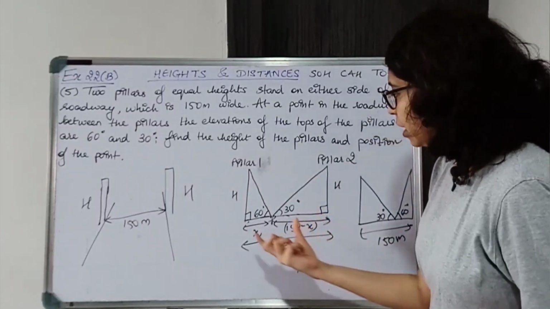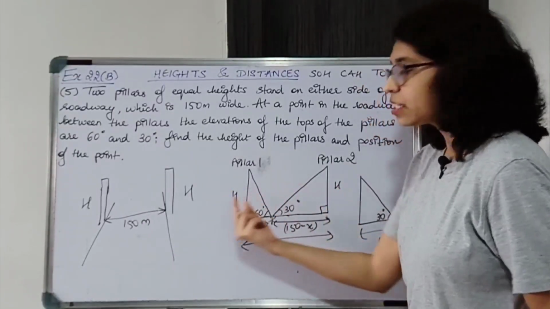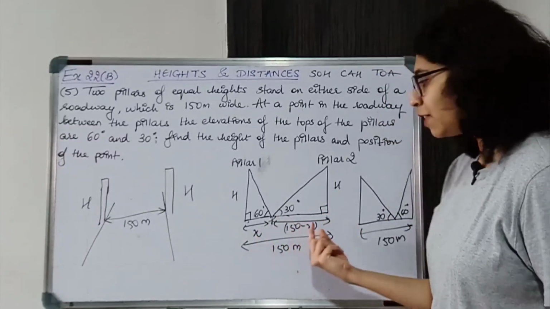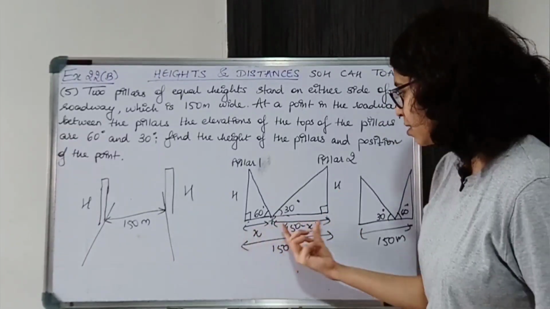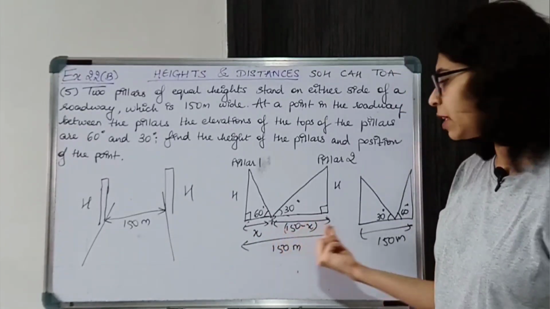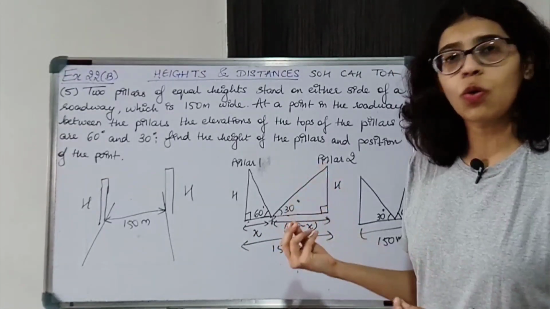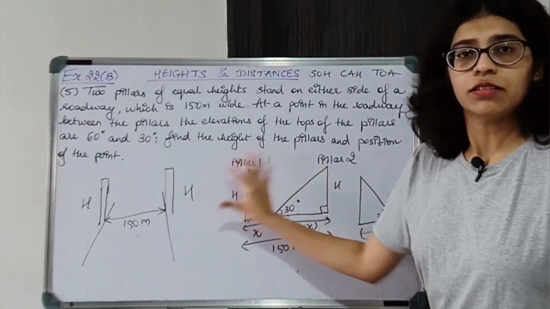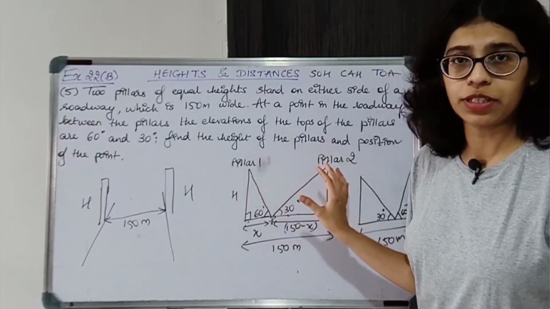Now we need to find h, that is the height of the two pillars, and x and 150 minus x. Once you get x, you can easily find this. So how to find this? For this we are going to consider both the triangles.